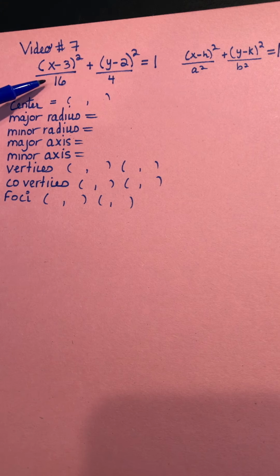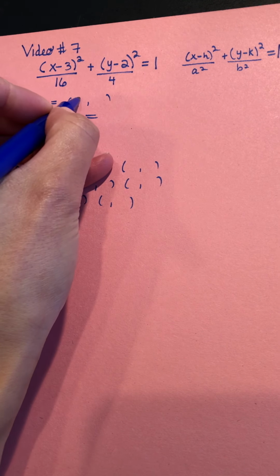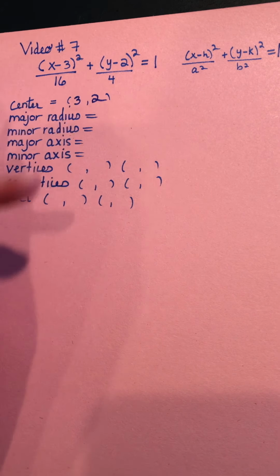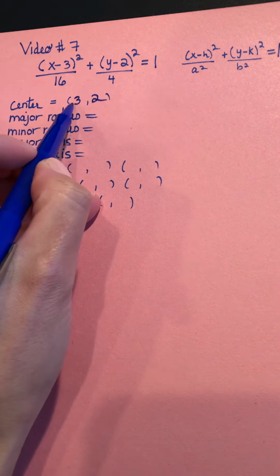I can tell right away, and the most important thing I can do is ask myself, what kind of ellipse do I have? I see that because 16 is the bigger number, it's under the x, that this is a horizontal ellipse, and the x-axis will be the major axis. So the center of my ellipse is going to be at the point 3, 2, and everything I calculate will be from that center point.